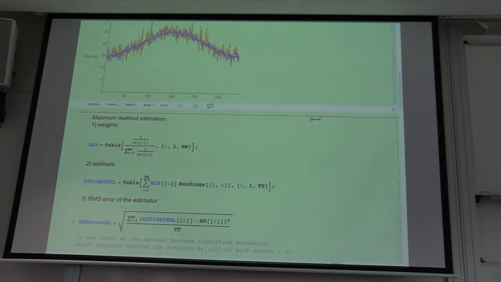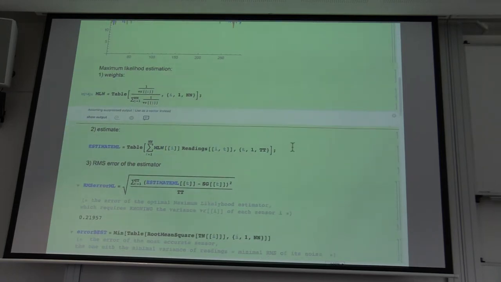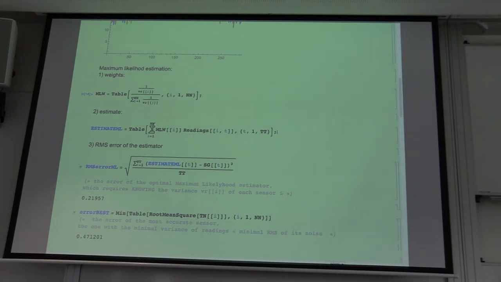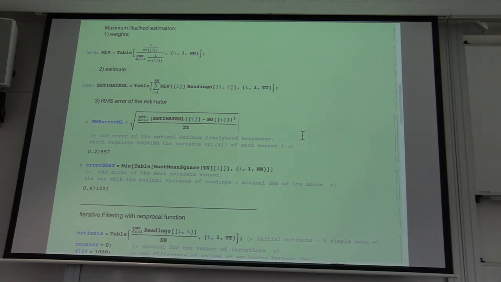Okay, so first we will form the maximum likelihood estimation because we know the variances of each sensor. So the weights, these guys, these are the weights, will be chosen in an optimal way. So here we get maximum likelihood weights. Then we produce the estimate, right? You see here the reading of each sensor is weighted, it has a weight that is produced by this maximum likelihood formula, right? So you get the estimates, and then we can compute the root mean square error of the estimator, right?